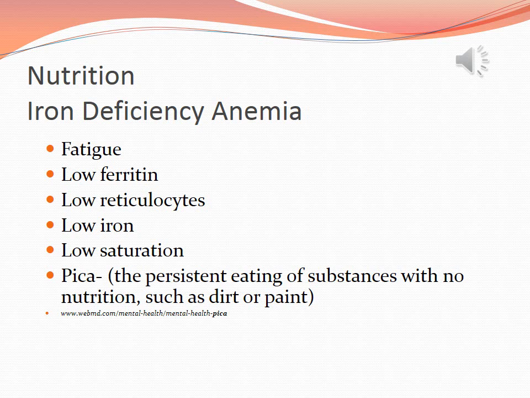In a CBC with iron deficiency anemia, there is low MCV and low reticulocytes. Other findings are low iron, low percent of saturation, and low ferritin. With this, clinical manifestations include fatigue. Also pica. Pica is the persistent eating of substances with no nutrition, such as dirt or paint or even starch.